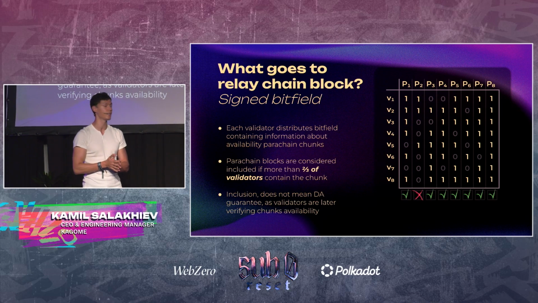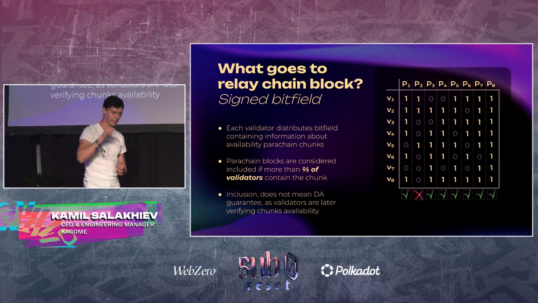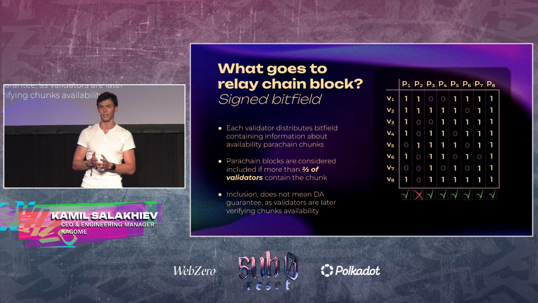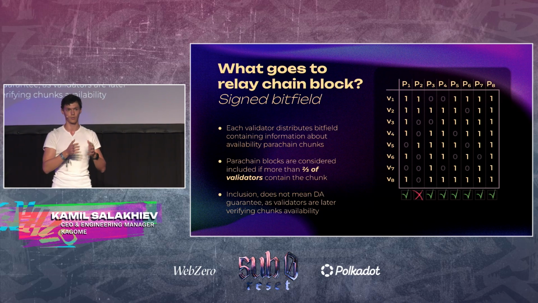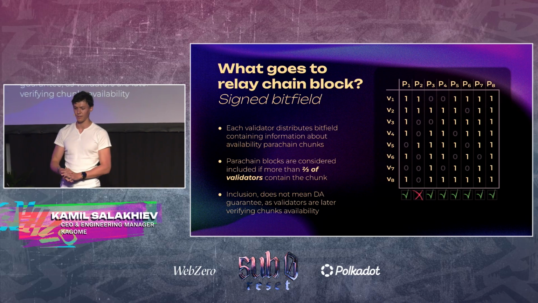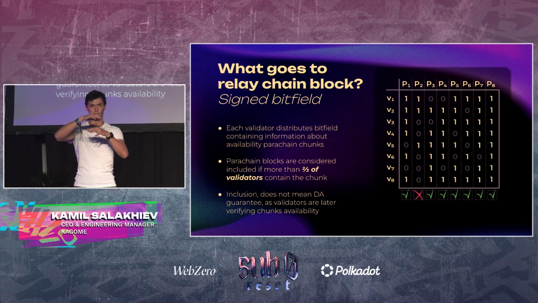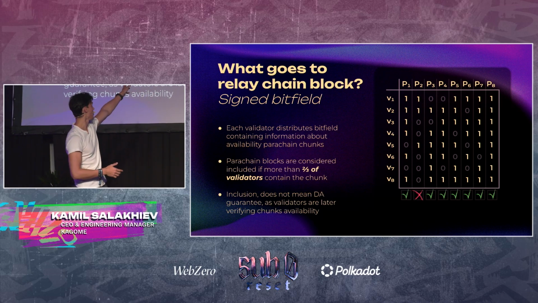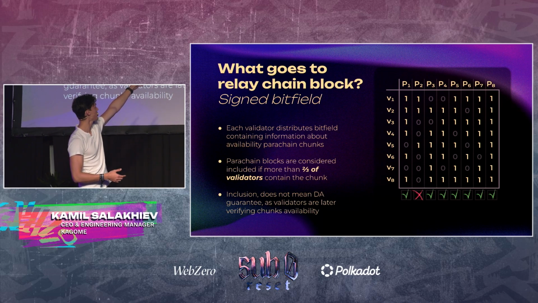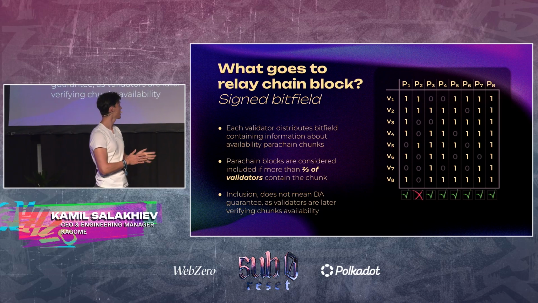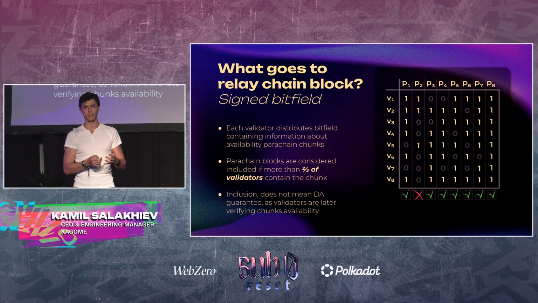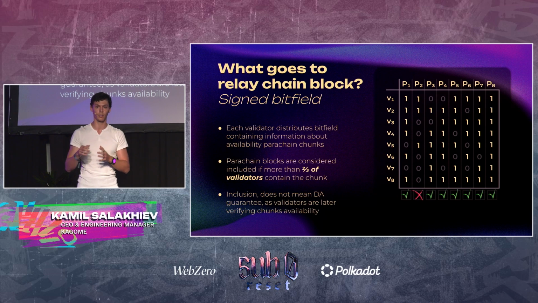Another thing that goes into the block is signed bit fields. As soon as a validator receives its chunk corresponding to some parachain, it sends a statement saying, hey guys, I have this chunk for this parachain. Then the next block producer collects all of this information in the form of signed bit fields. That way we can see, for example, that validator 1 has chunks for parachain 1 and parachain 2, but doesn't have a chunk for parachain 3, and so on. Then we can calculate that we have enough chunks to recreate the data, so we can consider this parachain block as included.